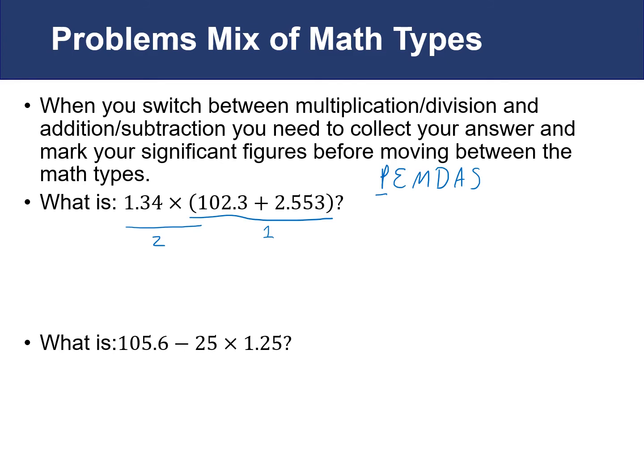So first, we will take our 102.3 and add to that 2.553, marking the location of where our significant figure will be. You get 104.853. Now, if we were to take this as being the answer, if we were only doing the addition subtraction, we would cut and round the value now.